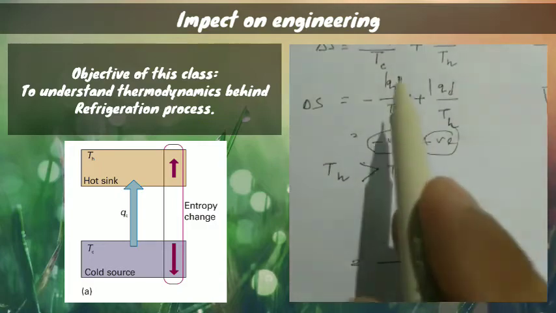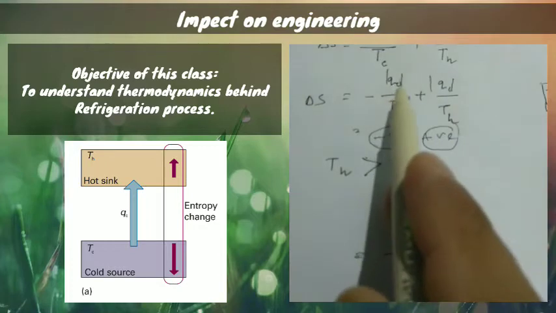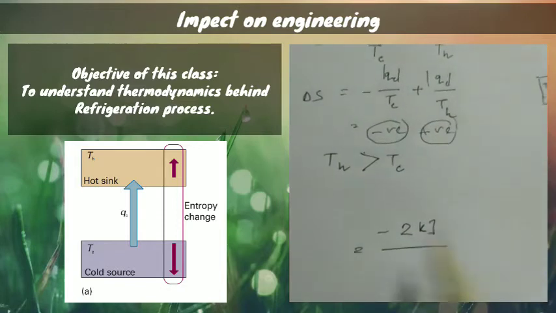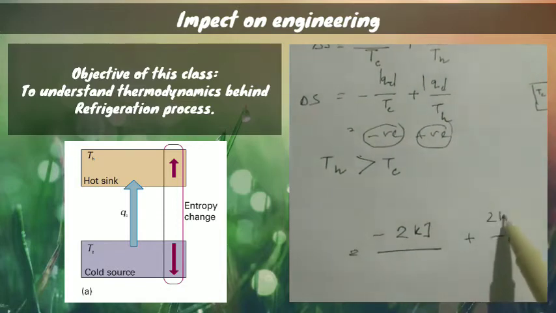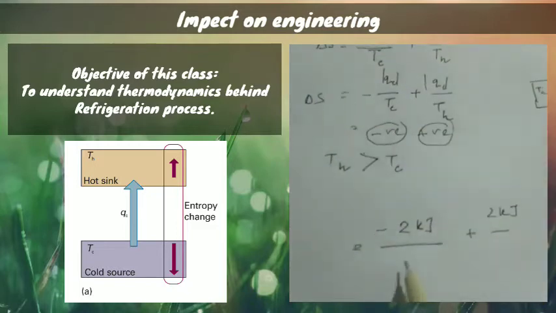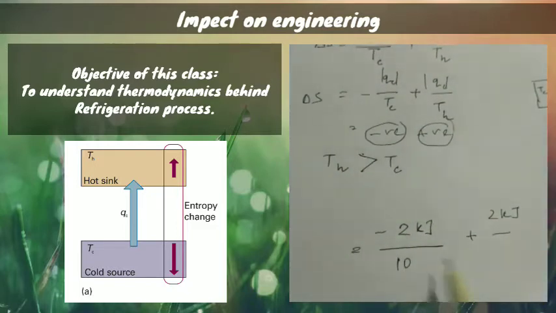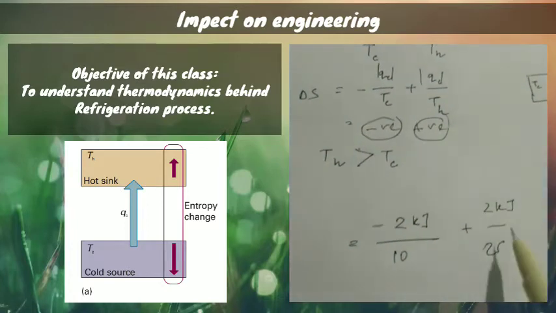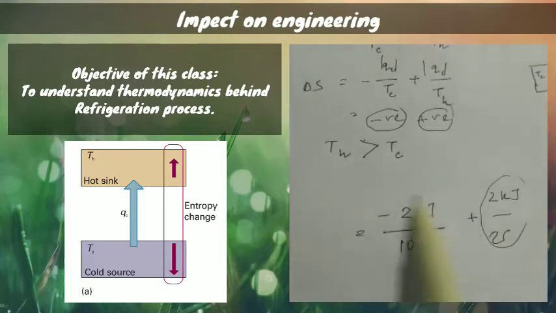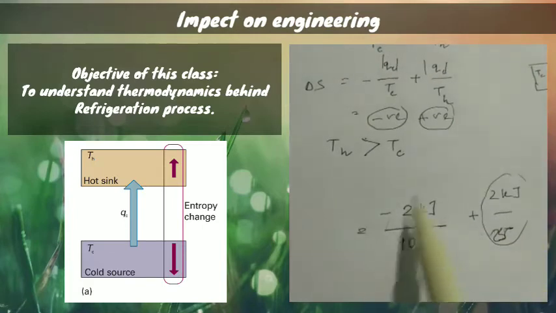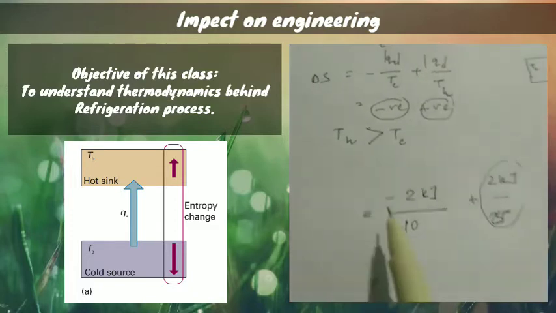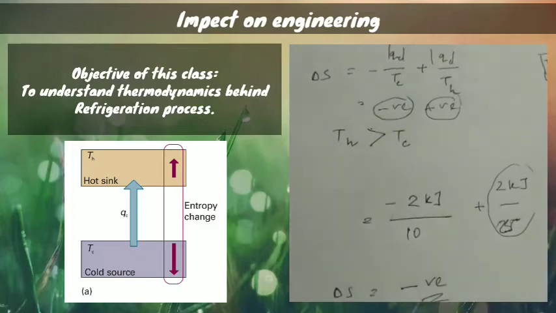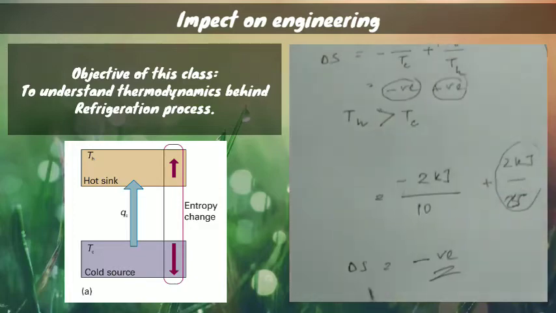So let's suppose the amount of heat is 2 kilojoule, so if it is 2 kilojoule here, then it is also 2 kilojoule there. Suppose TC is equal to, let's suppose, 10 degrees Celsius, and here it will be 25 degrees Celsius. So this part will be what? Less than this part, because this is divided by 25 but this is divided by 10, so the overall change of entropy will be what?